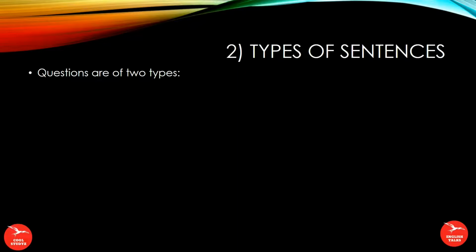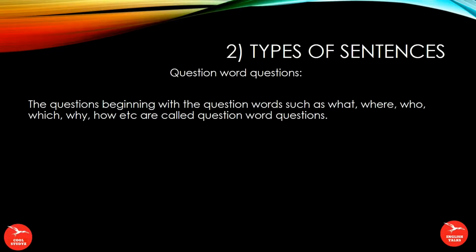This is super important. Just look at it closely. Question word questions, number 1, and number 2 is yes or no type questions. Don't get confused because it is as simple as that. What is question word questions? The questions beginning with the question words such as what, where, who, which, why, how, etc. are called as question word questions. See, whatever questions you take, if you can see that all those questions start with what, where, who, which, why, how, you can call them as question word questions.